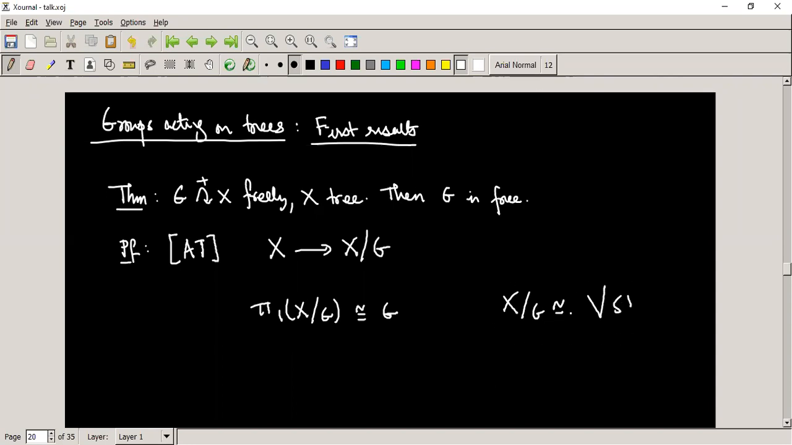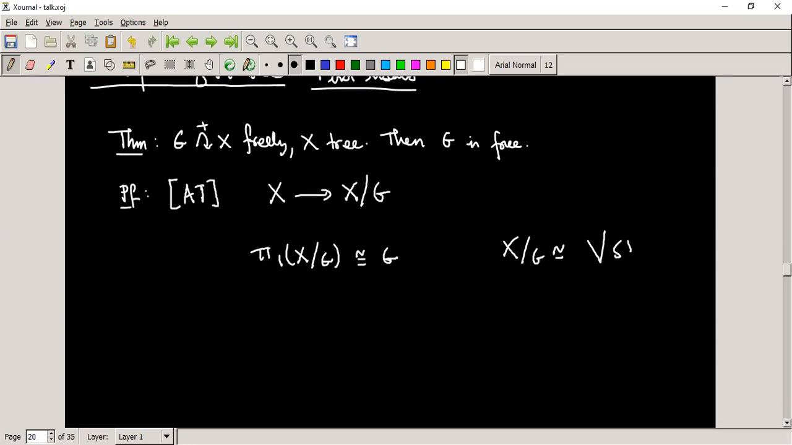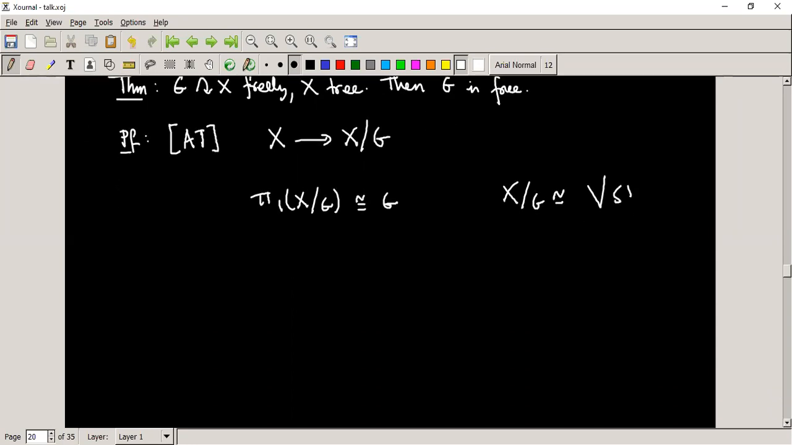And the fundamental group of a wedge of circles is free. So G has to be free. Okay, so this is a very easy proof using some technology, but you can do it without technology as well. Let me come back to that later because I'm not sure if I'll have the time. But with just some basic algebraic topology, this is quite easy.